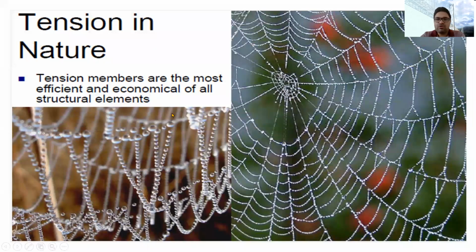So now, if we talk about the tension member or tension, it actually exists in nature also. For example, if you look at this spider web, the existence of this spider web is possible because of the presence of these strings, and all these strings are in tension. Because of this, the spider web exists and works in that manner. So we can say that such tension members actually exist in nature also.